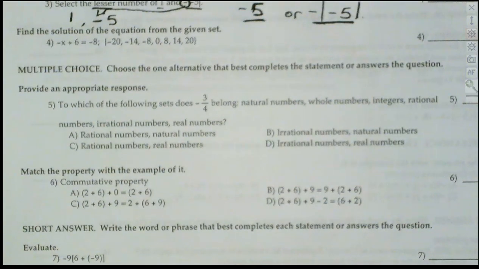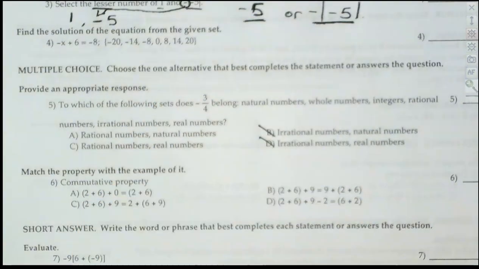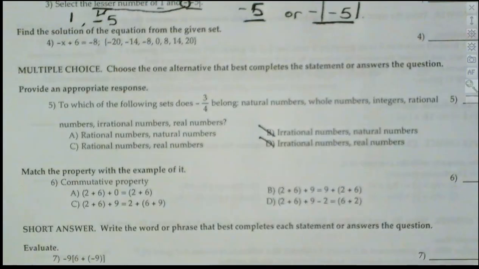So we now know that this negative 3/4, well, that's definitely going to be a rational number. So that means we can get rid of B and D, right? Because it's rational, not irrational. Now, what do we know about negative 3/4? Well, we know it's rational, okay? And is it a natural number? Clearly not. Is it a whole number? No, because those are fractions as well. But it is rational, and rational numbers are also what? Real. Everything's a real number.